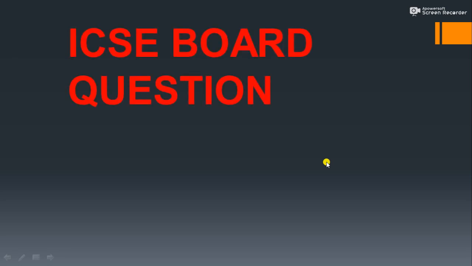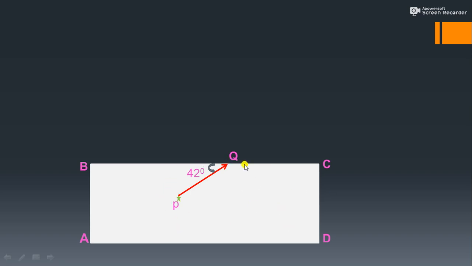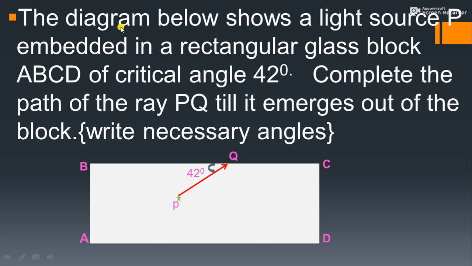Our today's topic is an ICSE board question from the 2019 question paper based on critical angle and total internal reflection. Let us go through the question. It is a diagram based question. The diagram below shows a light source P embedded in a rectangular glass block ABCD of critical angle 42 degree. Complete the path of ray PQ till it emerges out of the block.